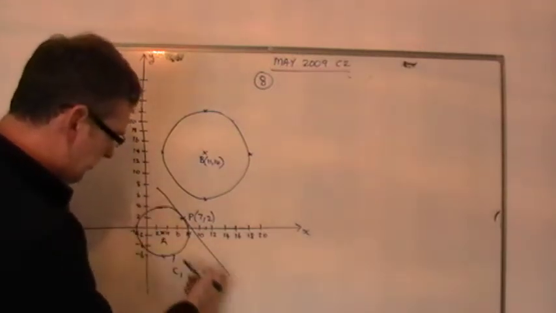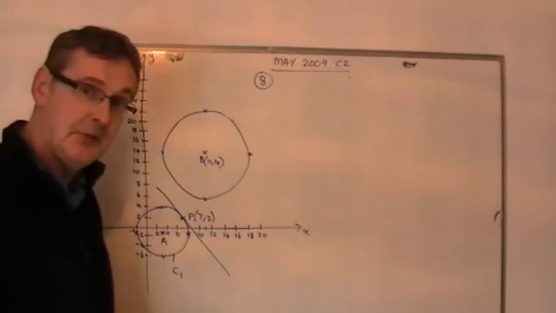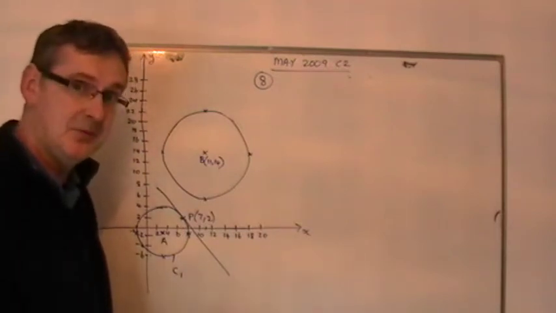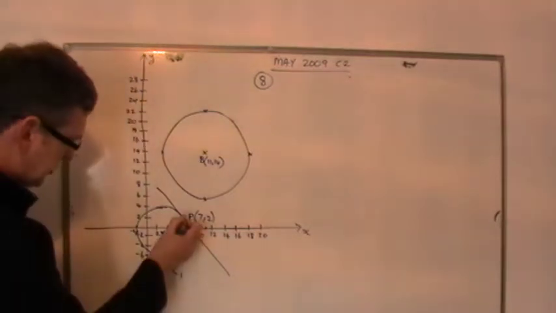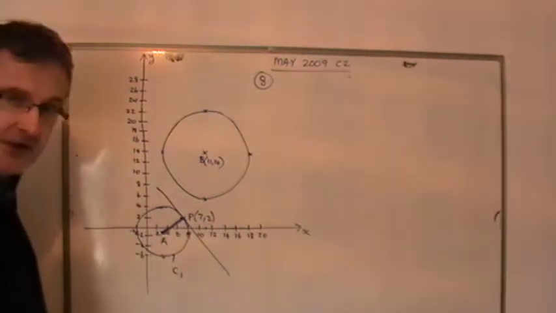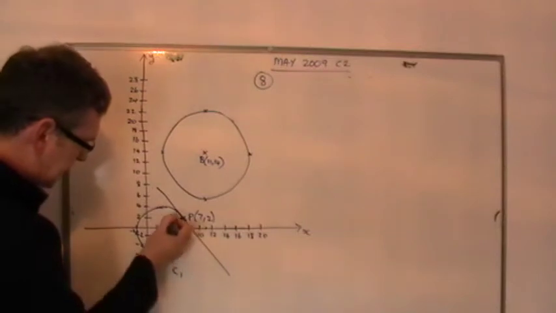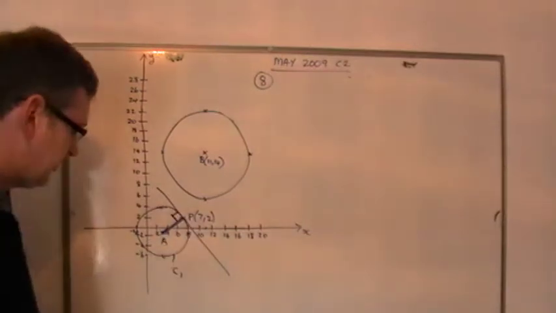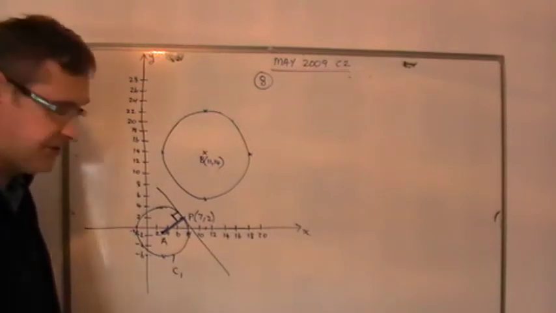Well, I do not know the gradient of that tangent. Right, at this point here we make use of some circle work which you did way back in year 11. You should know, if I join this up now, like so, that is the radius of the small circle C1. You should know that any radius is perpendicular to a tangent. How does that help us?